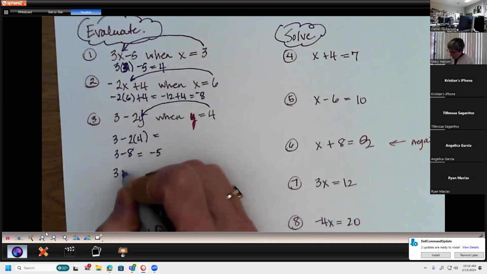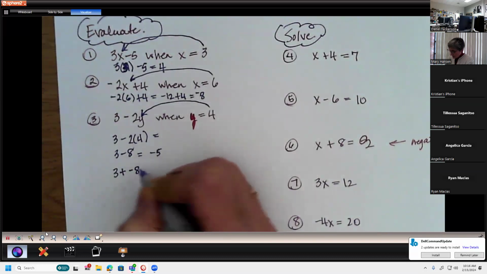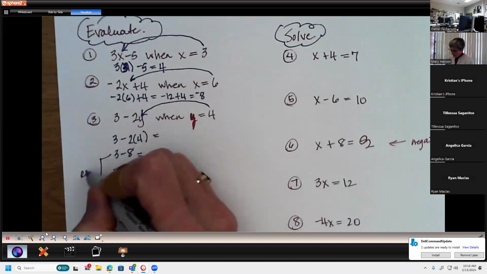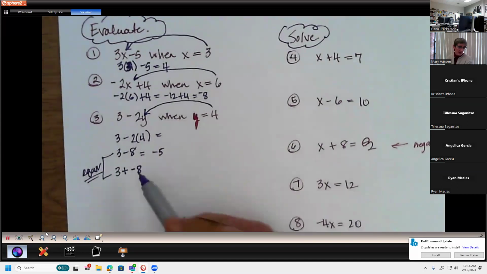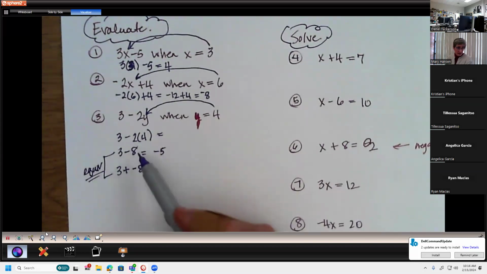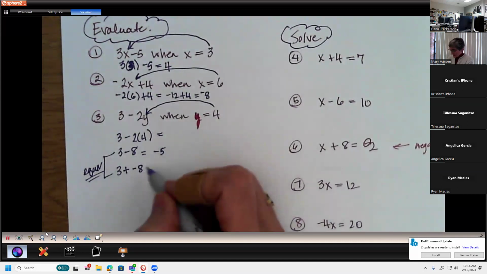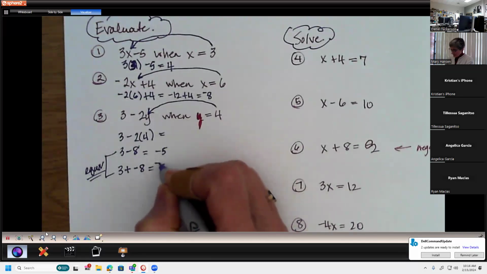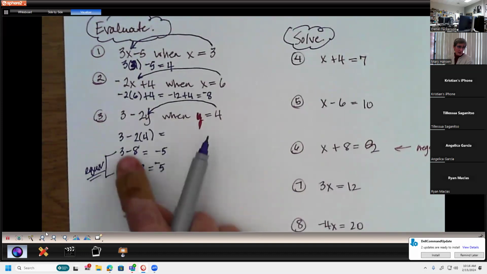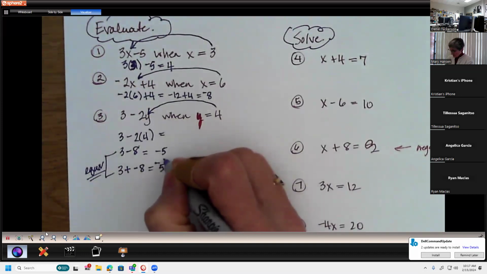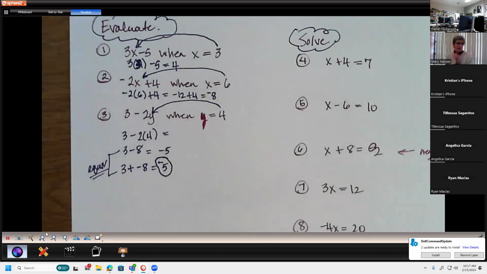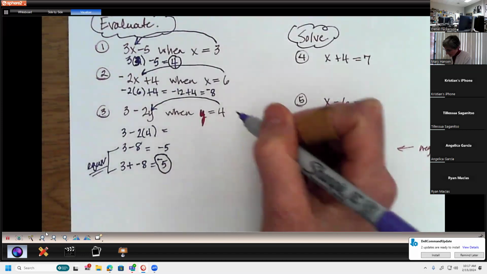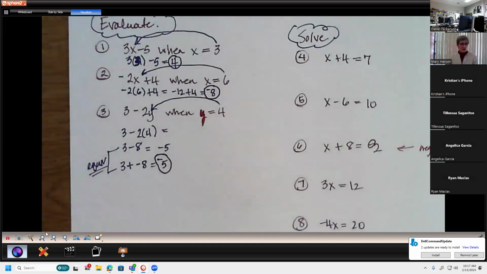Or remember that we can change subtraction to addition as long as we change the sign of that positive 8 to -8. These two, recall, are equivalent. They will give you the same answer. So you can think about this as 3 minus 8, or you can think about that as 3 plus -8. When we're adding and the signs are different, I subtract and I keep the sign of the larger value. And so no matter which way you think about it, the answer is that the expression is equal to -5. So we've got an answer of 4, an answer of -8, and an answer of -5.